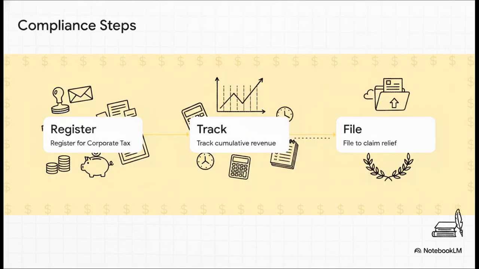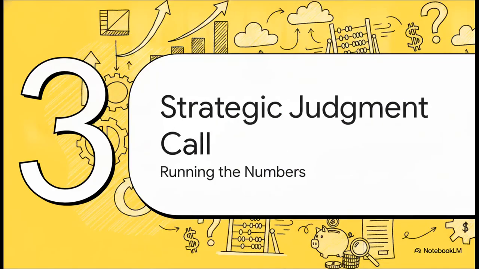I really want to speak directly to the working accountants and SME owners out there. Electing small business relief eliminates the tax charge, yes, but it absolutely does not eliminate your registration or filing obligations. You still have to register for corporate tax, you still have to track your cumulative revenue flawlessly, and you still have to formally file the return to actually claim the relief. The tax authority never truly lets you off the hook. Moving on to Section 3, the strategic judgment call.